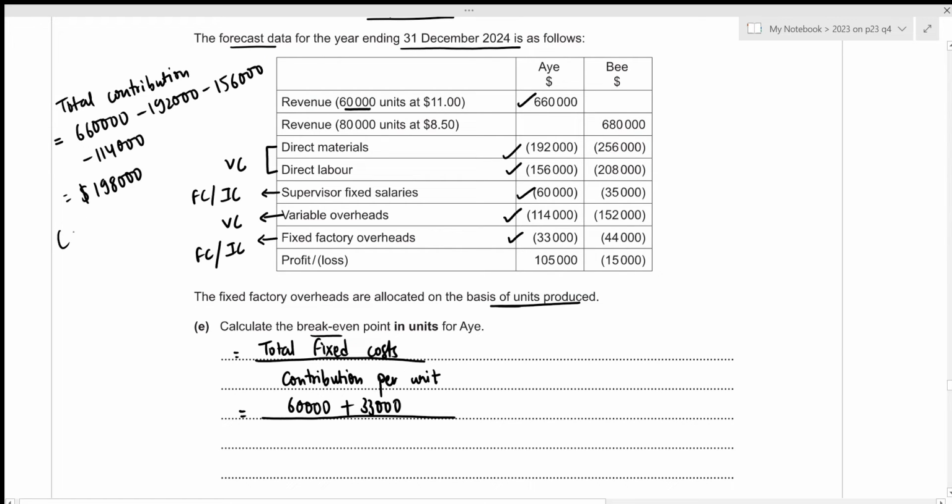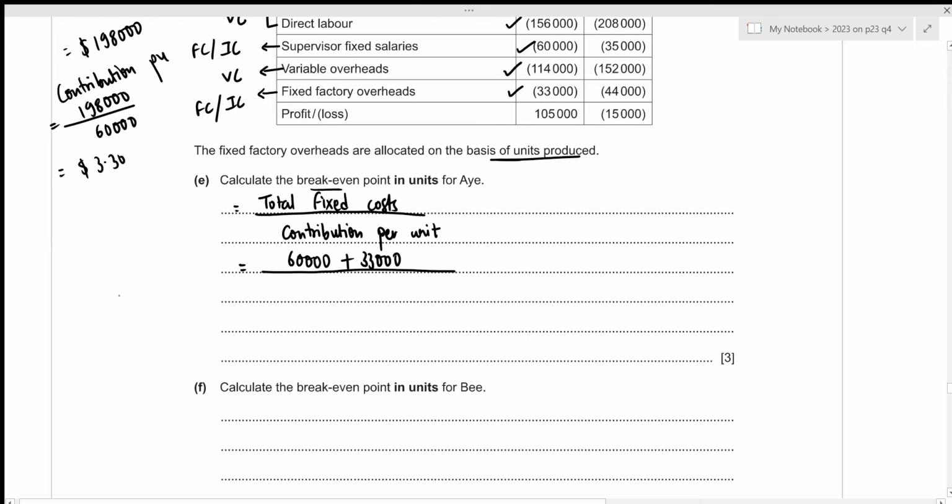Now we need the contribution per unit, which is just going to be total contribution of 198,000 divided by the number of units for A, which is 60,000. This results in the value of 3.30. That is our contribution per unit.